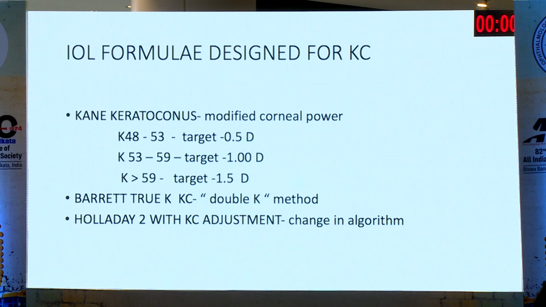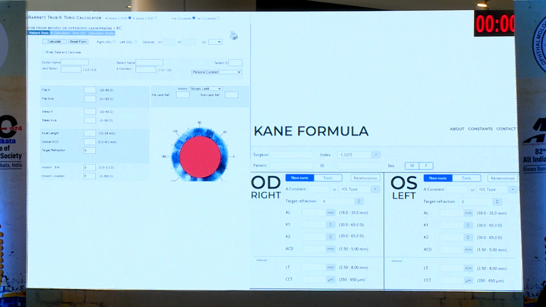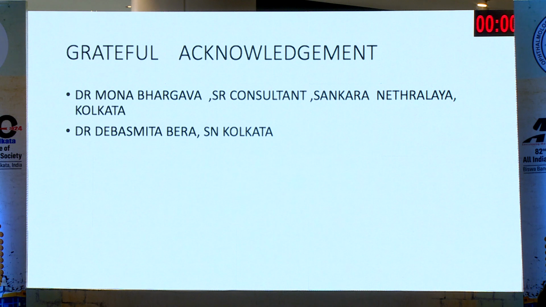Holladay 2, unfortunately, comes up with a lot of errors. So it's either the Kane keratoconus formula or the Barrett True K KC. These are freely available online, so you can feed your values into them, and we encourage you to use these formulas when you're calculating your IOL power in keratoconus patients.